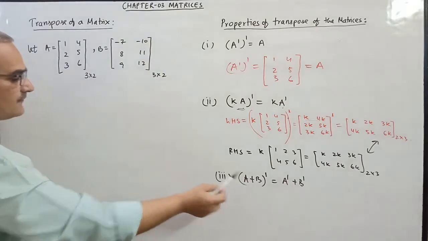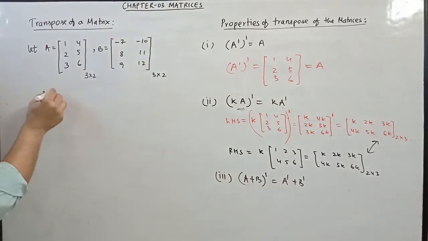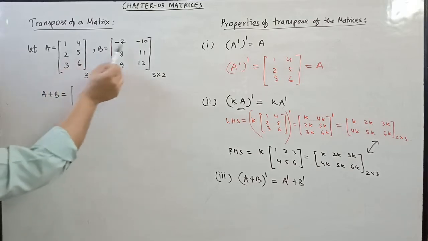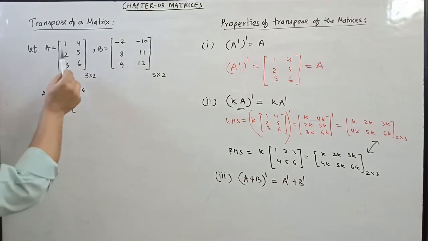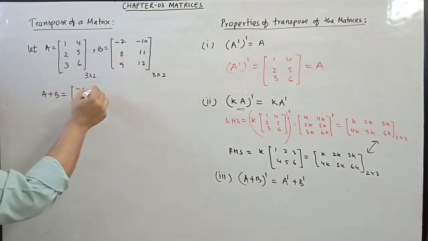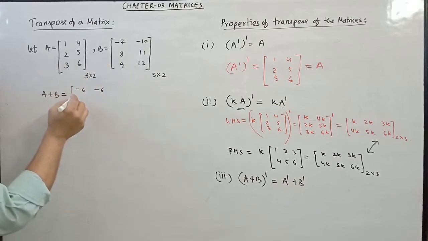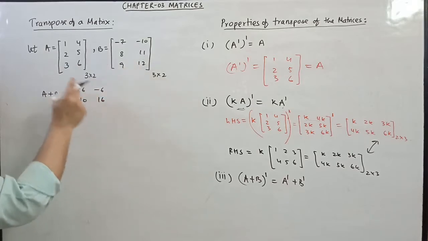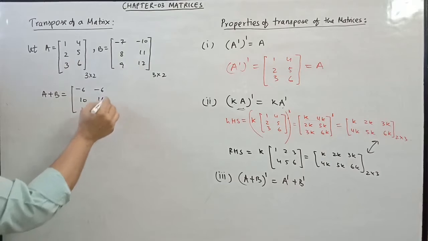Now in the left hand side you are seeing that we have A plus B transpose. So first we have to add them, A plus B. So what will be A plus B? Just we have to add their corresponding elements. So 1 minus 7 is minus 6. Okay, 4 minus 10 is minus 6. 2 plus 8 is 10. 5 plus 11 is 16. 3 plus 9 is 12. 6 plus 12 is 18.